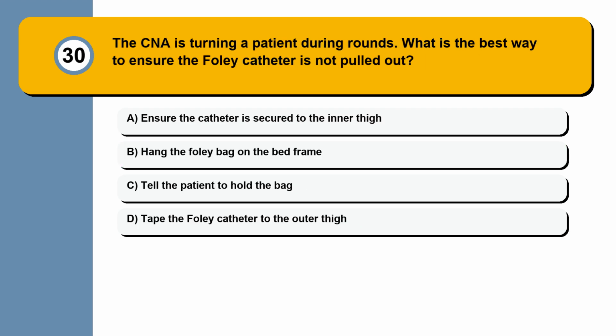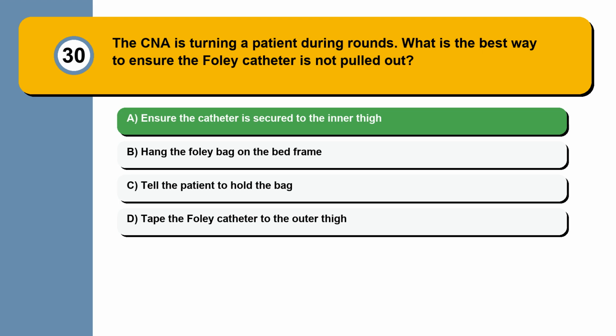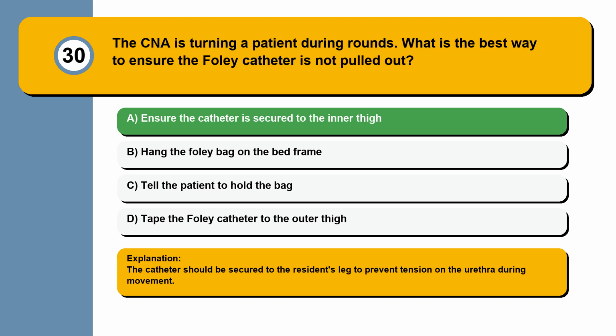Question 30. The CNA is turning a patient during rounds. What is the best way to ensure the Foley catheter is not pulled out? Ensure the catheter is secured to the inner thigh. Hang the Foley bag on the bed frame. Tell the patient to hold the bag. Tape the Foley catheter to the outer thigh. The catheter should be secured to the resident's leg to prevent tension on the urethra during movement.